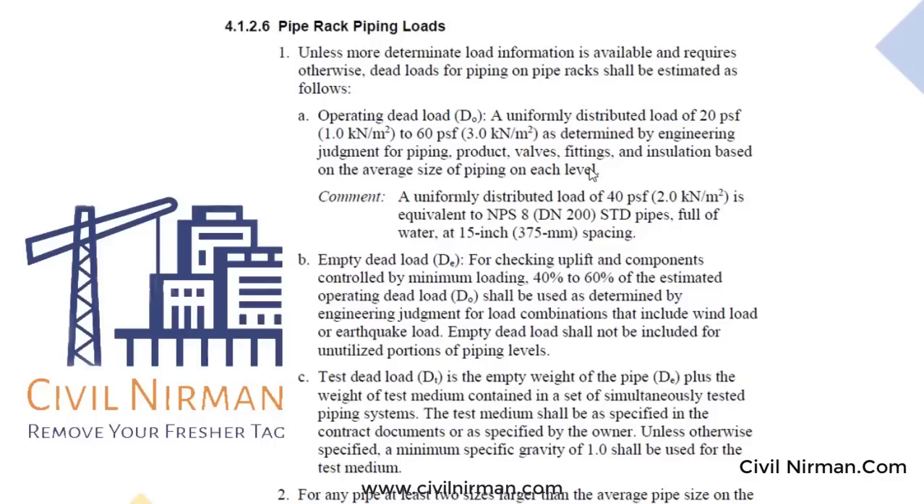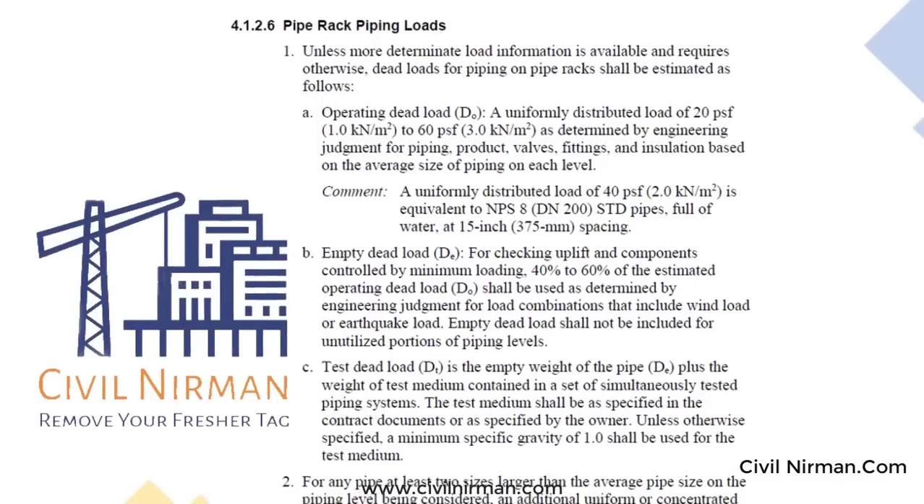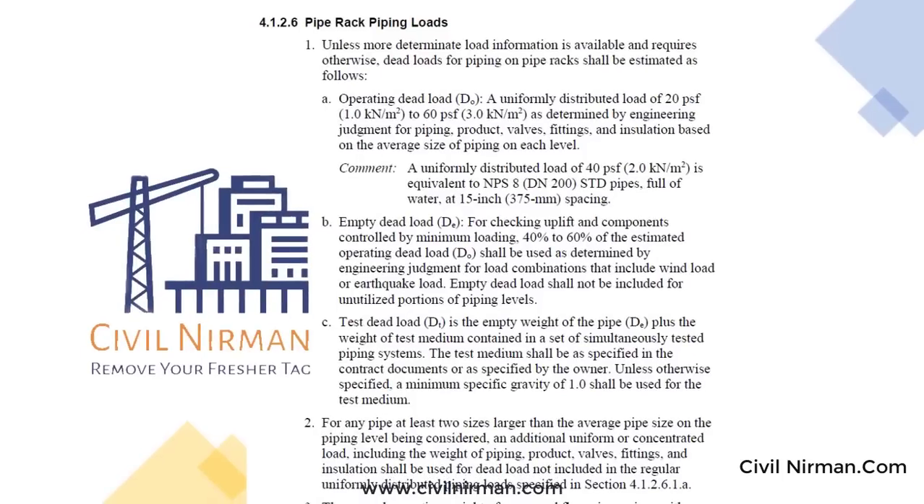As per this document, 1 kN per meter square to 3 kN per meter square operating load must be considered in the design. So for the calculation purpose, 1 kN per meter square load is considered as empty load, while 2 kN per meter square load is considered as content weight, making 1 plus 2, 3 kN per meter square as the dead load in operating condition. When operating load is available and empty weight is missing in the data, generally 40 to 60% of the operating dead load is considered as empty dead load.